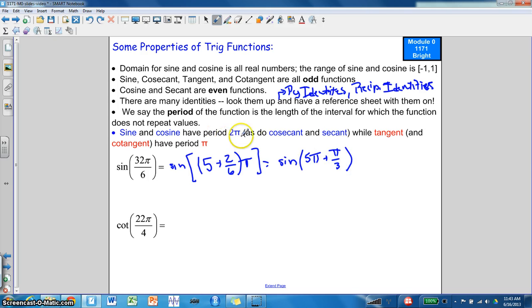Now I need to think how many total 2 pi's do I have in this? Well, I have 5 pi's. So I have 4, so I can remove 4. So this is equivalent to sine of just pi plus pi over 3. Okay, again, because the period is 2 pi, I can remove any multiples of 2 pi that I have. And so continuing the simplification, I have to add these. So this is equal to sine of 4 pi over 3.